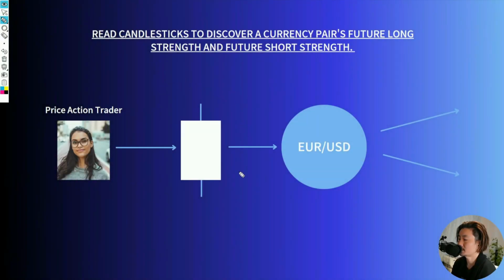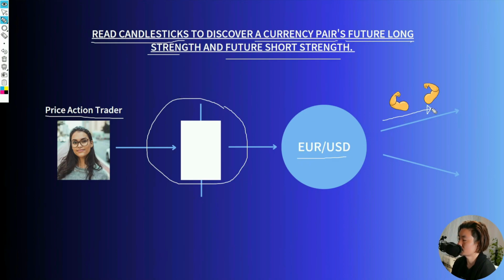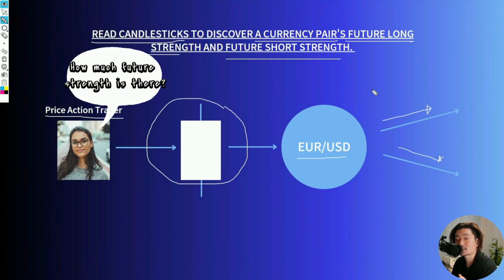Okay, so when it comes to candlesticks, as traders, we want to read candlesticks to discover a currency pair's future long strength and future short strength. Take this diagram right here. A price action trader reads a candlestick to discover a currency pair's future long strength and future short strength. And remember, in price action trading, we're always trying to find out how much future long strength and future short strength there is on a currency pair.